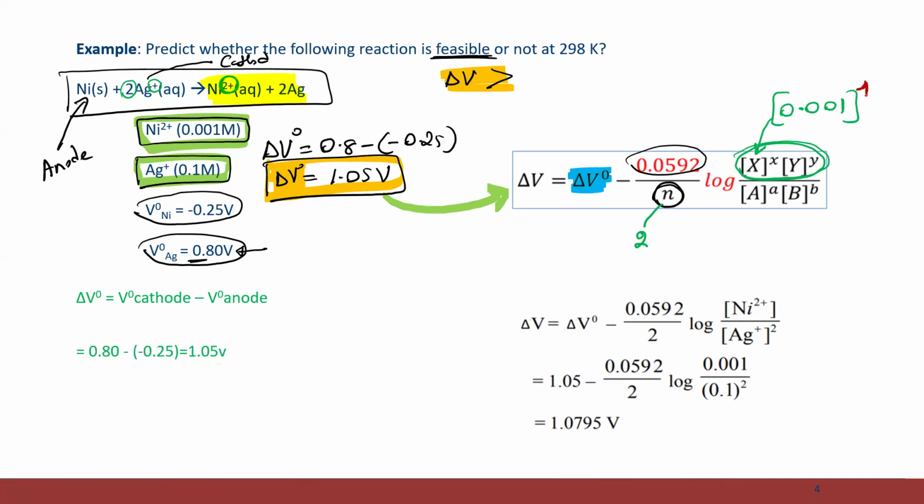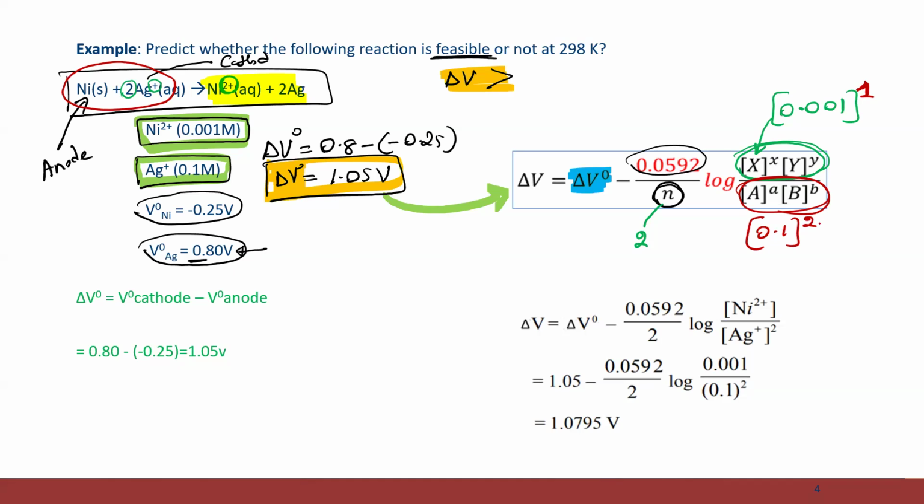And at the bottom, we are looking at the input side, the left-hand side of the reaction. That means we are looking at this side. Again, aqueous media, we have silver. So silver concentration is 0.1. And we have to have 2 as this number here, because there are 2 silver ions. Am I right? Any question?